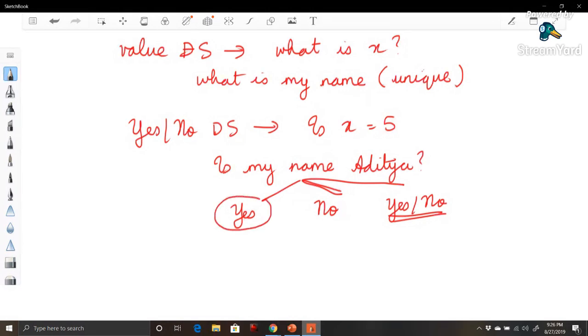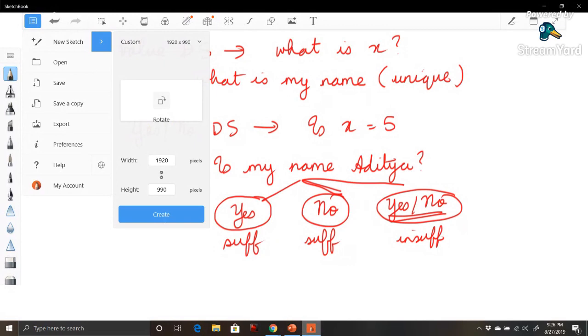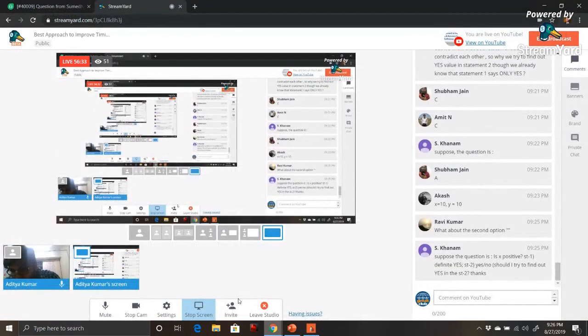If you get a definite yes, it is sufficient. You get a definite no, it is also sufficient. But if you get a maybe scenario, that is where things become insufficient. Got it? So for those who are beginning data sufficiency, that is the basic rule of breaking things down. Okay with this, guys?